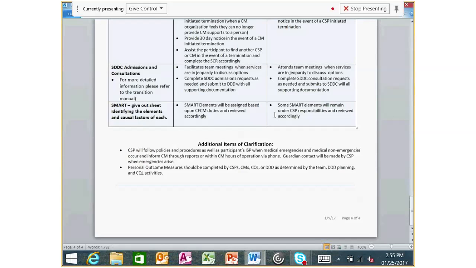The case manager is responsible for facilitating team meetings when services are in jeopardy. They will also be the ones to complete SDDC admissions requests if the services that are in jeopardy reach that point where a person might need institutional level of care. The case manager is going to be the one to submit the request for admission with all of the supporting documentation to the division.